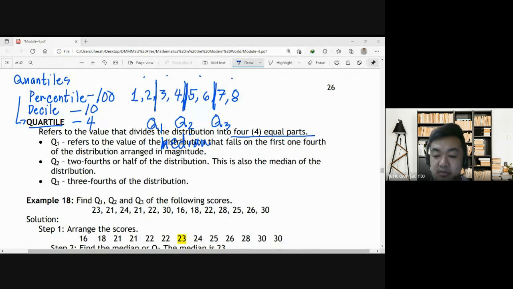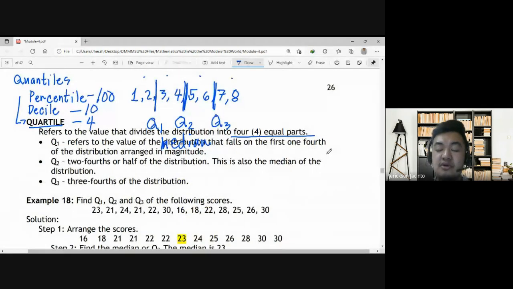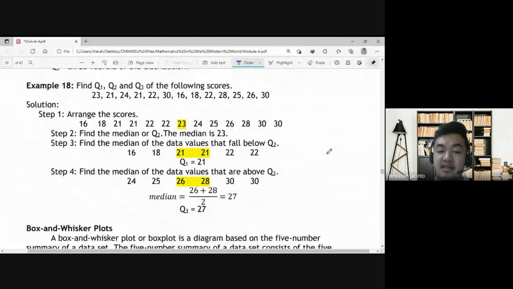Okay? So, when we're talking about the quartiles, apat yung distribution. So, we have quartile 1, quartile 2 or the median, and quartile 3. Example here, meron tayong yan. The first thing that you're going to do is arrange the scores para makuha natin yung median or quartile 2. Kapag finix ninyo sila, yung gitnang number, ito yung ating median or the quartile 2. So yan, the median is 23 or quartile 2 is 23.